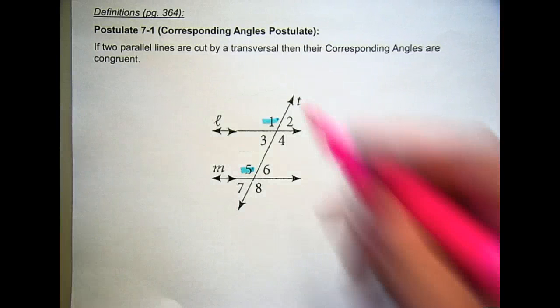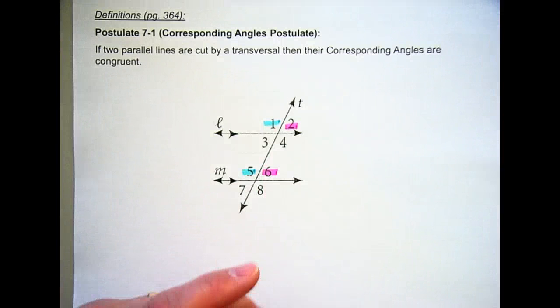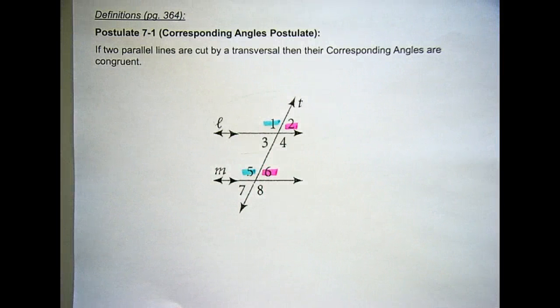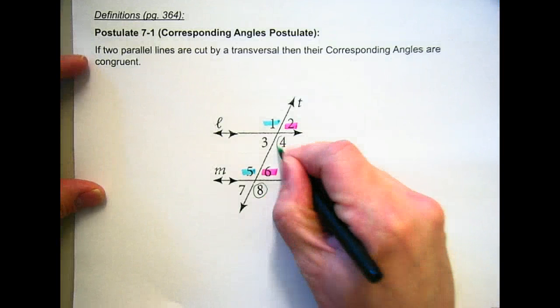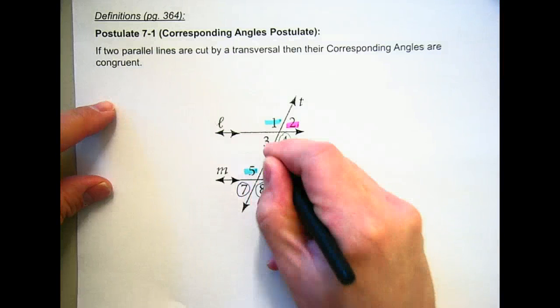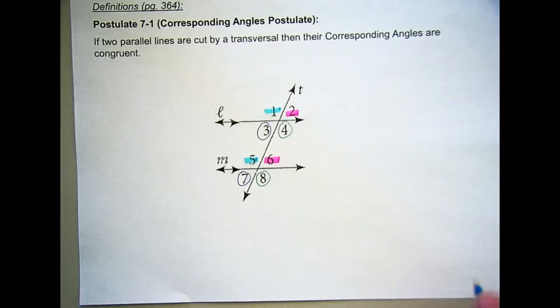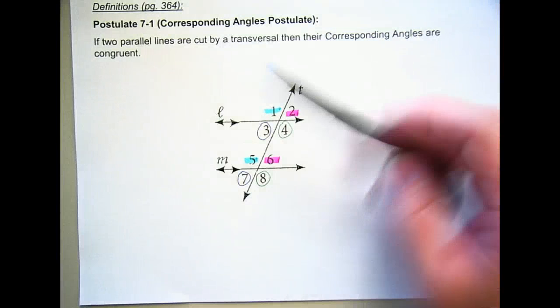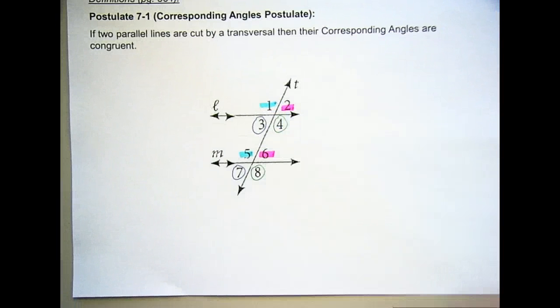Angle 2 corresponds to angle 6. They're corresponding. They're congruent. Angle 8 corresponds to angle 4. So corresponding angles are congruent. Then obviously 7 and 3. So if we know a transversal intersects parallel lines, then their corresponding angles are congruent. That's one of the pieces we know.